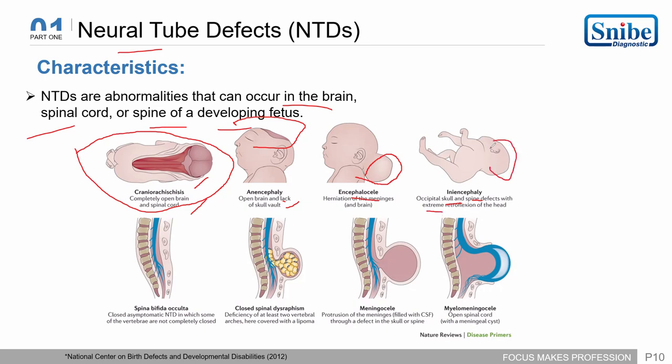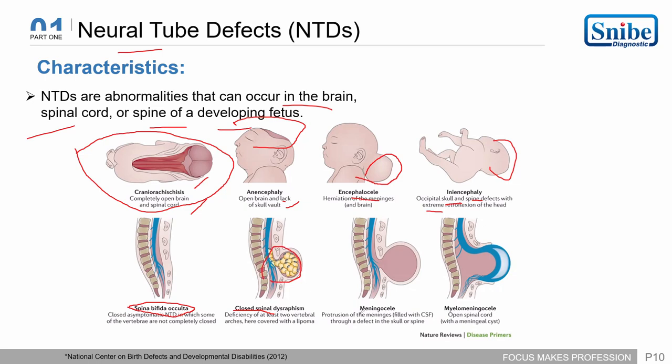So you can see that these are all related to neural tube disorders, and the most common neural tube disorder is spina bifida occulta. In spina bifida occulta, it is a closed, asymptomatic entity in which some of the vertebrae are not completely closed. So this is a typical and the most common neural tube disorder. The closed spinal dysraphisms are basically a deficiency of at least two vertebral arches covered with a lipoma. So this is a typical condition in which closed spinal dysraphism occurs.